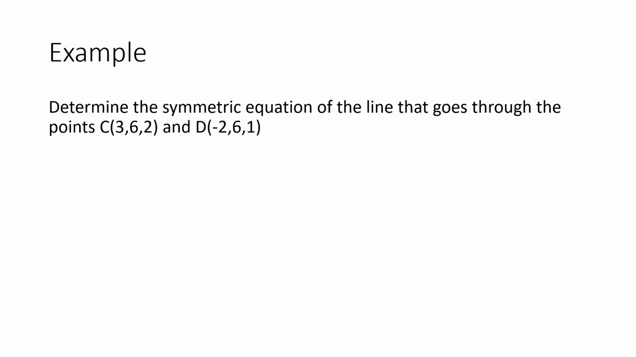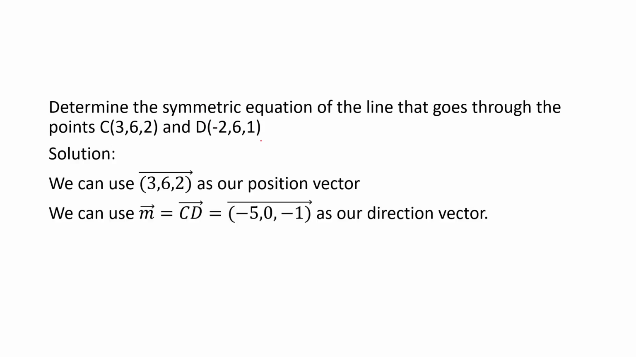Well, let's do another example. The symmetric equation of a line going through 3, 6, 2 and negative 2, 6, 1. Well, let's use 3, 6, 2 as our position vector. And we're going to use the vector between the points 3, 6, 2 and negative 2, 6, 1 as our direction vector, and that vector is negative 5, 0, negative 1.